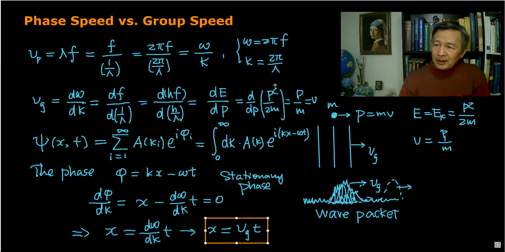Next time, I will talk about why people use wave packets to explain the wave behaviors of the particle. Today I just wanted to demonstrate that we cannot use the group speed to show that the speed of the matter wave is exactly the same as the speed of the particle.